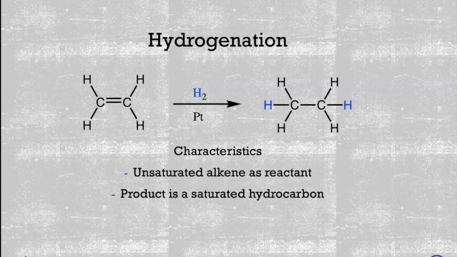The product that results is a saturated hydrocarbon, where the two hydrogens that were previously part of the hydrogen molecule have attached themselves to the hydrocarbon. So in the classic case of hydrogenation, you go from an unsaturated alkene to a saturated alkane by the addition of hydrogen.